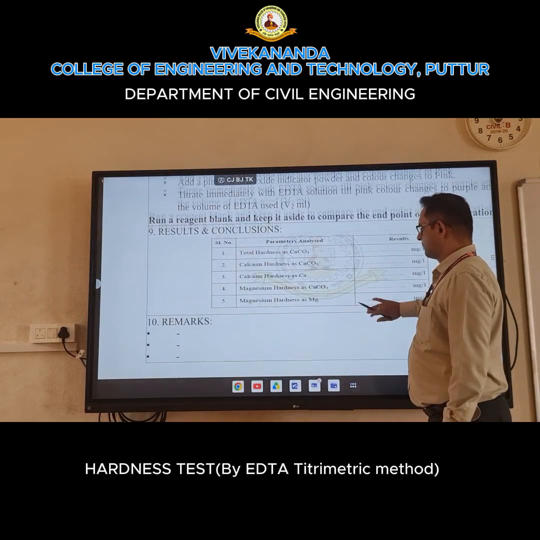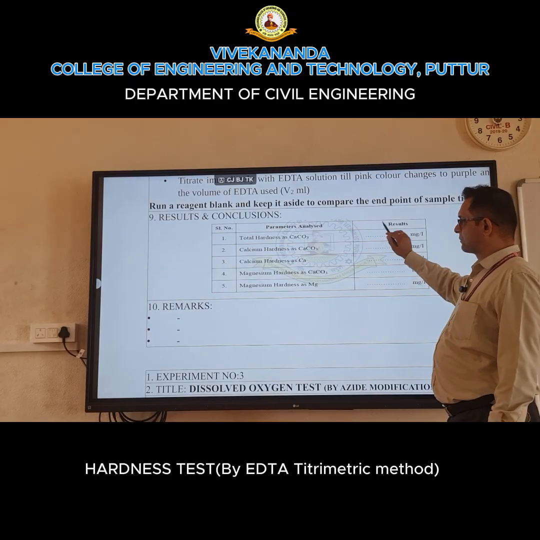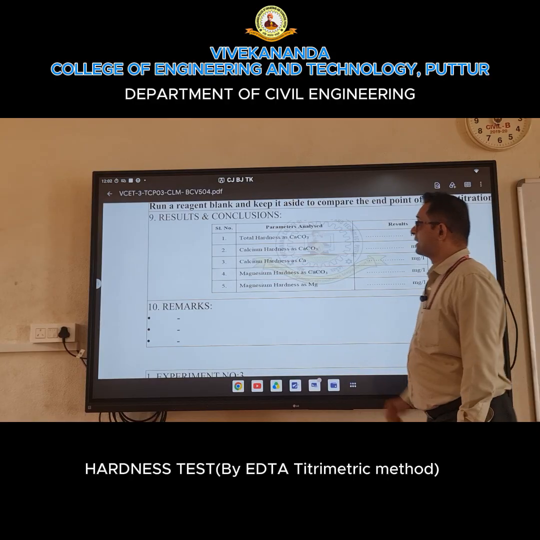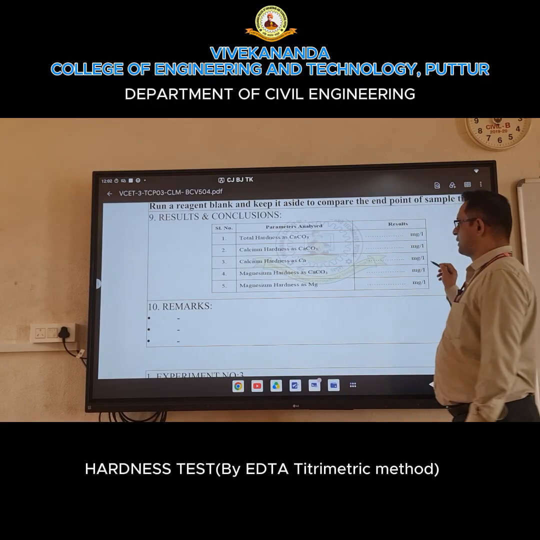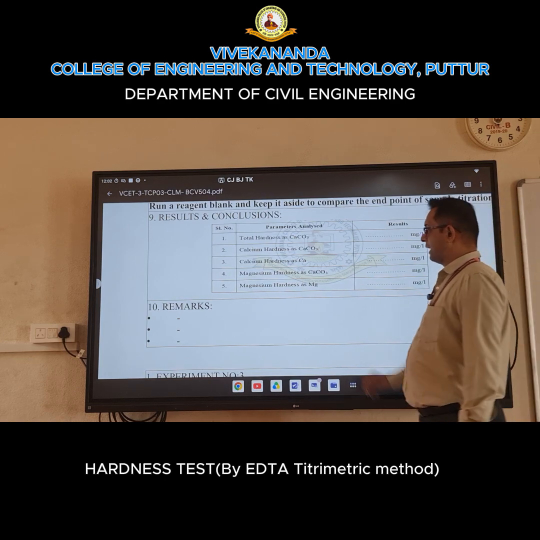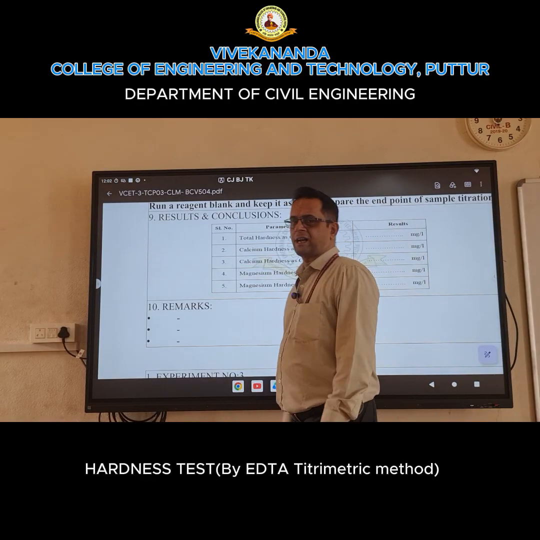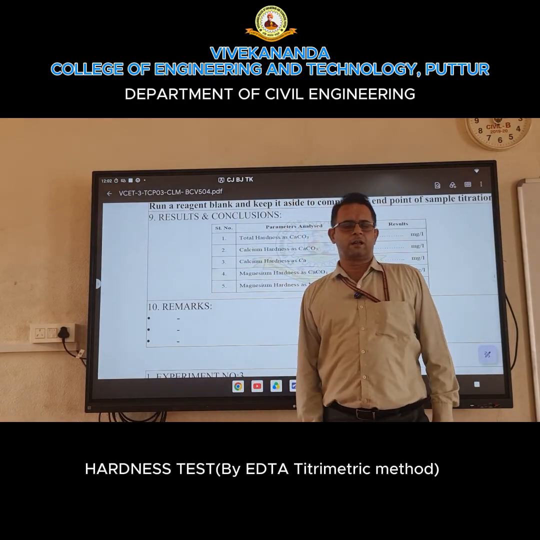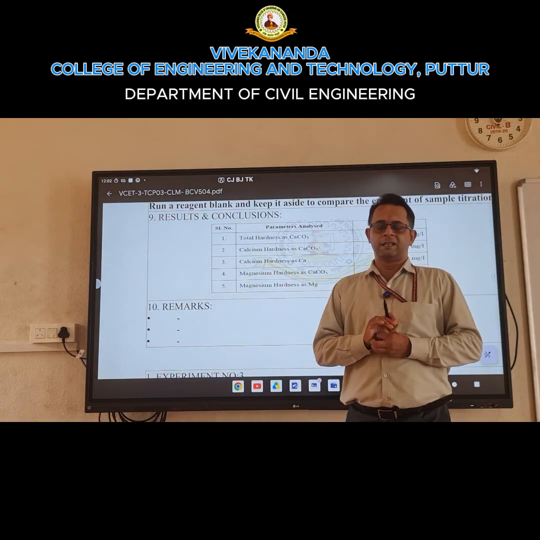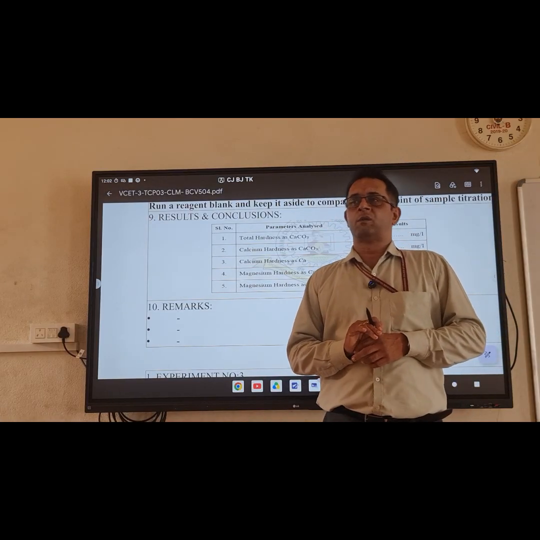Finally, the values: total hardness in terms of CaCO3, calcium hardness in terms of CaCO3, calcium in terms of mg per liter, magnesium hardness in terms of CaCO3, and magnesium in terms of mg per liter. In the remarks column, you compare it with IS 10500 2013, whether it is within the permissible limit or whether it is in the desirable limit or it is more than that.